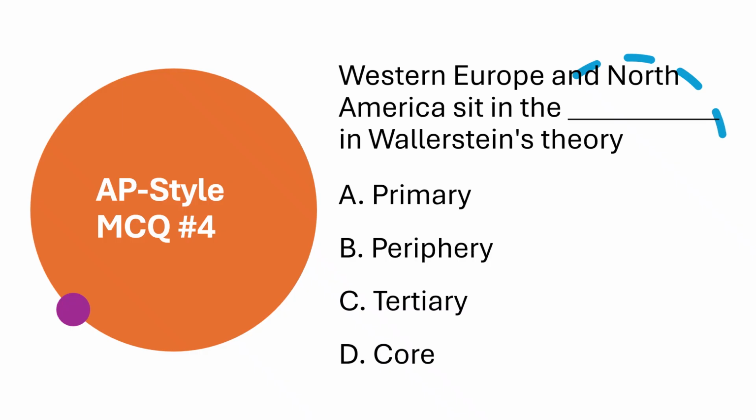And question 4. Western Europe and North America sit in the blank in Wallerstein's theory. Is it A, primary, B, periphery, C, tertiary, or D, core? 10 seconds. If you chose D, the core, you're correct. Modern developed nations sit at the very core of the world economy in Wallerstein's theory.